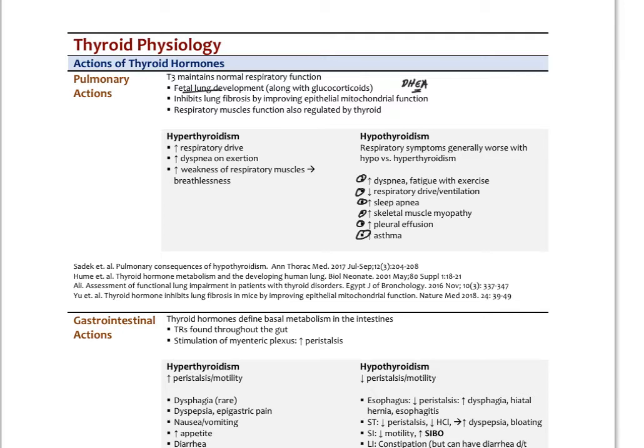Hyperthyroidism, we see more of an increased respiratory drive, dyspnea on exertion, and real weakness of the respiratory muscles and breathlessness. So I've seen this in patients with early hyperthyroidism. They have no exercise tolerance. They just walk up a hill and they're completely out of breath. Their muscles feel weak. They feel really shaky. It's like they have this adrenaline rush going on, but that might be one of the manifestations.